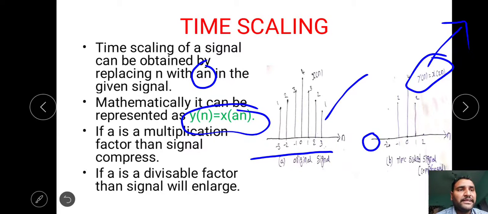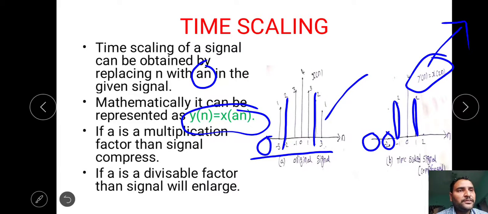Next, if we take minus 2, y of minus 2 equals x of minus 4. Is there any value at x of minus 4? No. That means at minus 2 the amplitude is 0. Next, n equal to minus 1. y of minus 1 equals x of minus 2. The amplitude of x of minus 2 is 2. So here we have to place 2. Next, y of 0 equals x of 0, which is 4. Next, if we take n equal to 1, y of 1 equals x of 2. The amplitude of x of 2 is 2.